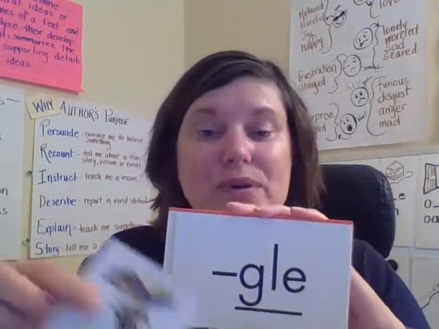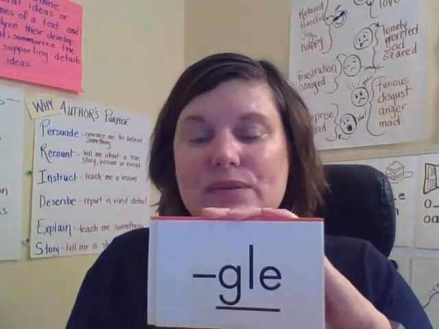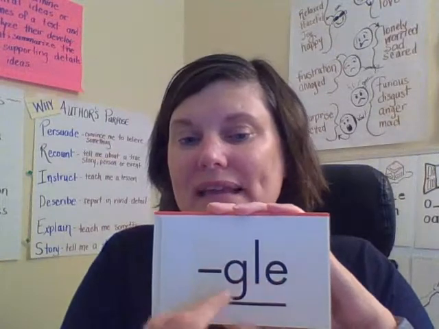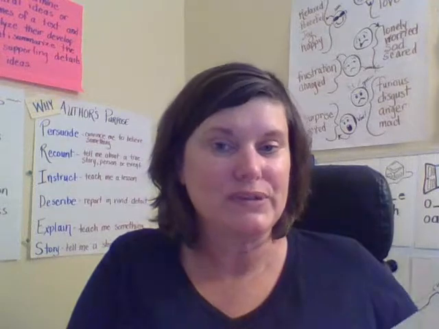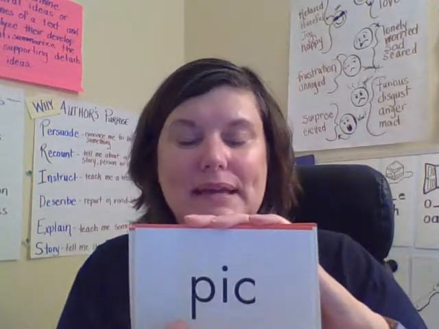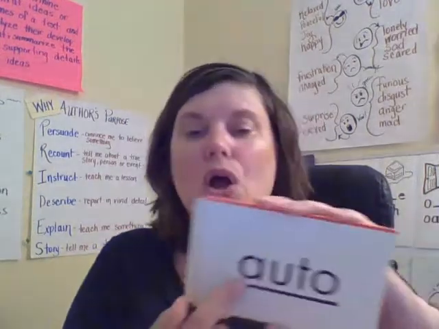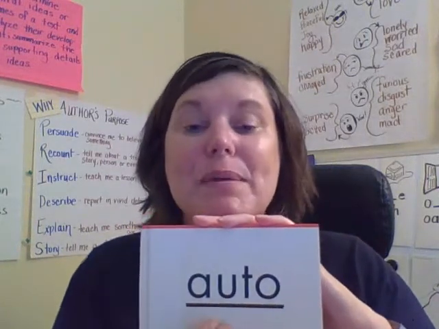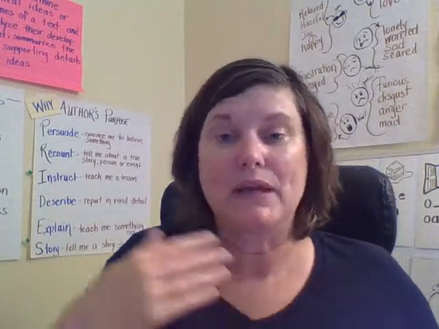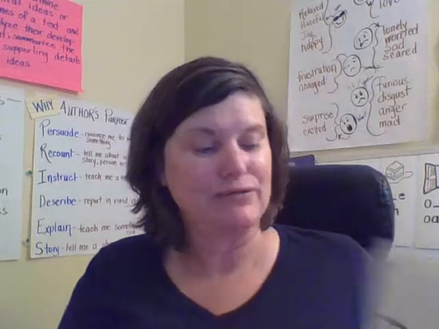This also is one of our final stable syllables. You see this at the end of a word. You'll often see LE with a consonant before it, consonant LE. That's why it's a final stable syllable. Pick, together, pick. Your turn. Good. Auto, together, auto. Your turn. Remember, this means self. So like an autobiography is a story you write about yourself.